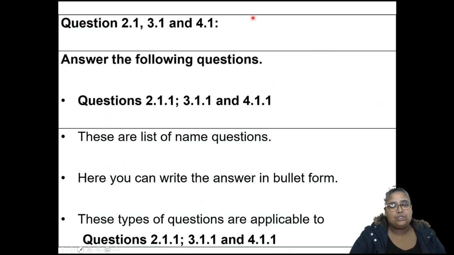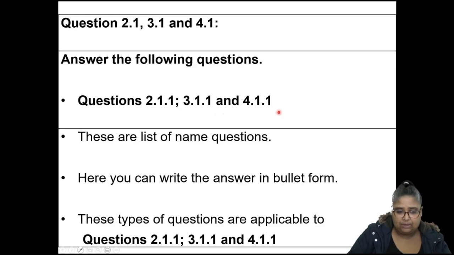So the way section B is structured, let's say question two. So you will have a question 2.1. In question two, question three will be 3.1, and question four will be 4.1. So these will be the first two questions in the section, each worth two marks. Your mark allocation is also very important. So the instruction will say, answer the following questions. Questions 2.1.1, 3.1.1, and 4.1.1. Remember, you are only answering two questions in this section.